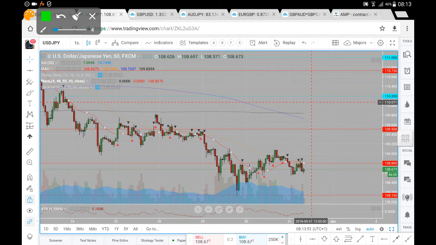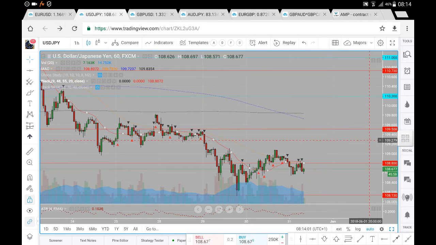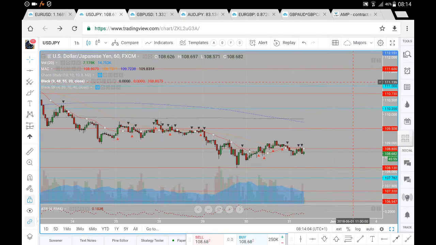So if we do continue to reject the 108.80, we're possibly looking for a retest of the 108.13. If there is sufficient volatility to the downside beyond the 108.13, we're then looking for prices to head down towards that 107.78. I wouldn't anticipate 107.32 coming into focus here on the US dollar against Japanese yen.